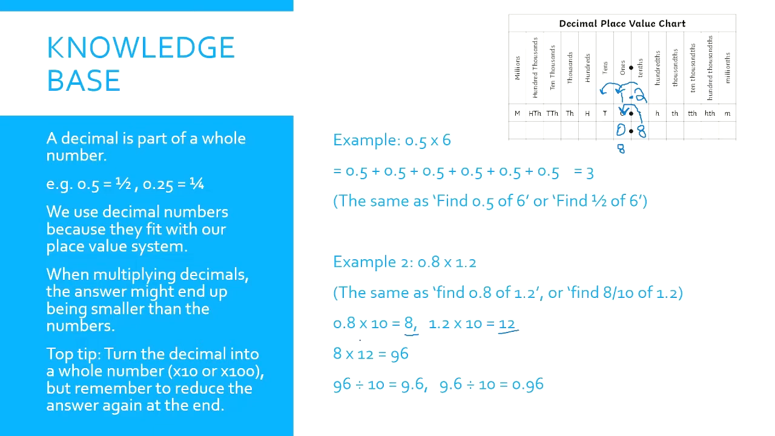Now, because I've increased 0.8 by 10, I've multiplied it by 10, I'm going to have to divide 96 by 10. So going off in the other direction, I'm going to make that 10 times smaller. If I put that into my place value table up the top here and move it along, I can see that that's going to end up with my 9 in the ones column and my 6 in the tenths column. Putting in my decimal point, I get 9.6. But I also increased 1.2 by 10.